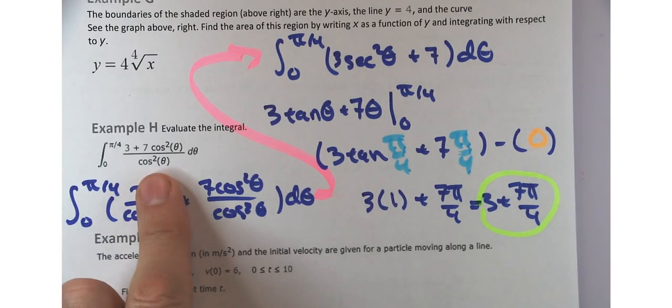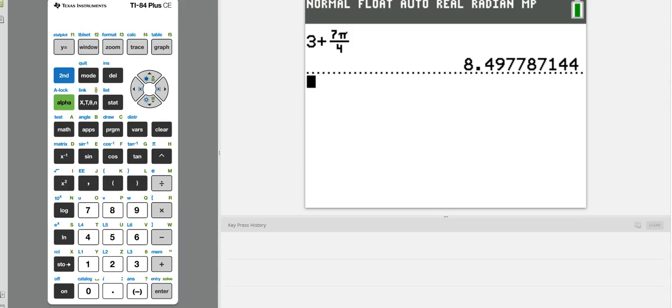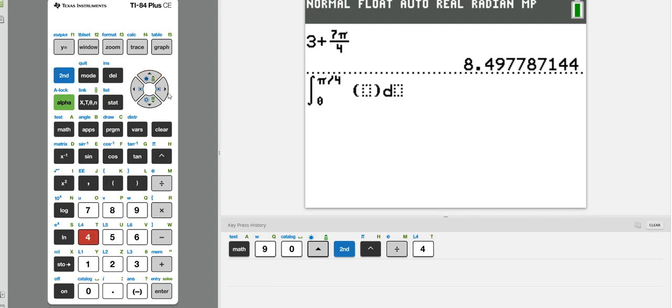Now, actually checking this becomes a little bit challenging, so let me help you with that. It's challenging because your calculator doesn't understand the cosine squared notation like we have it here. So to do this, we're going to do math 9. And then I want to type in the limits 0 to pi over 4, secant pi divided by 4.